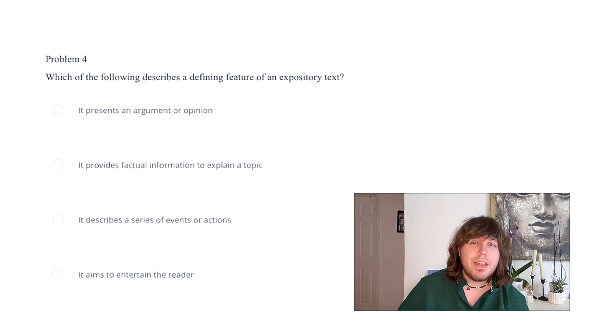Last question. Problem 4 says, which of the following describes a defining feature of an expository text? Remember, expository is explanatory. In an expository text, the author is trying to explain something or inform the reader using facts. What jumps out to me when I read this question is that phrase, a defining feature. So we're looking for a feature that appears in all expository texts, not just in some.